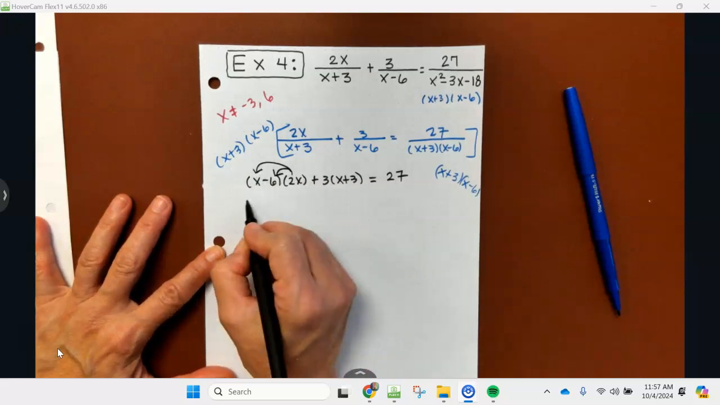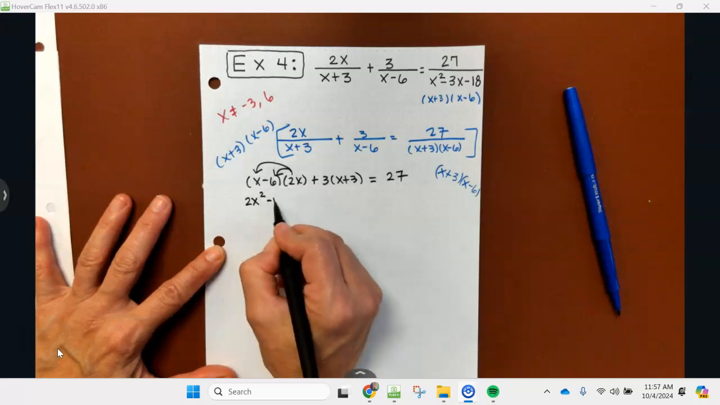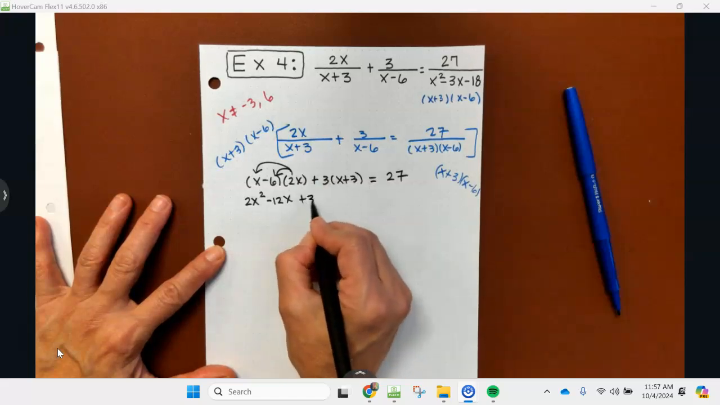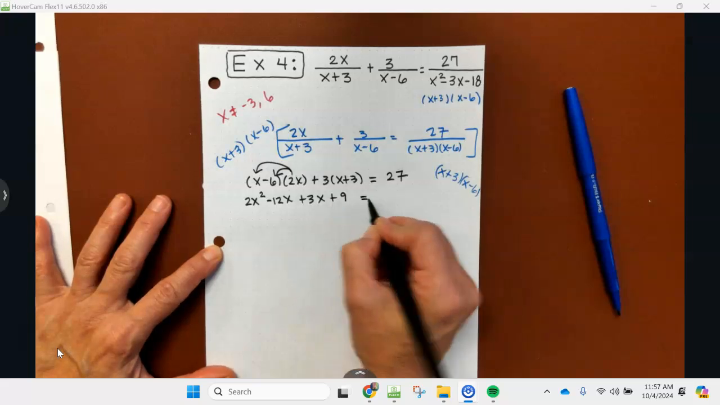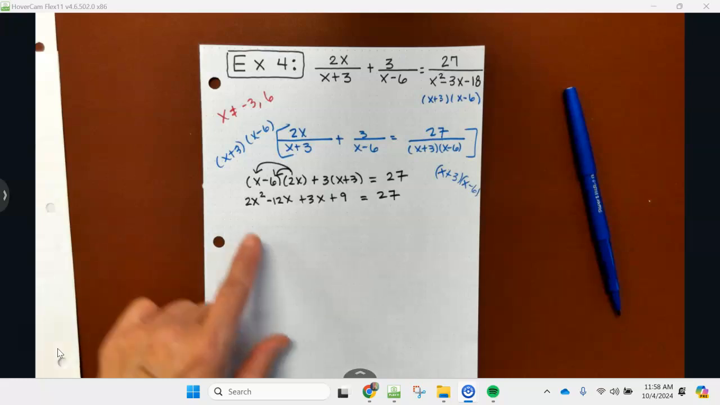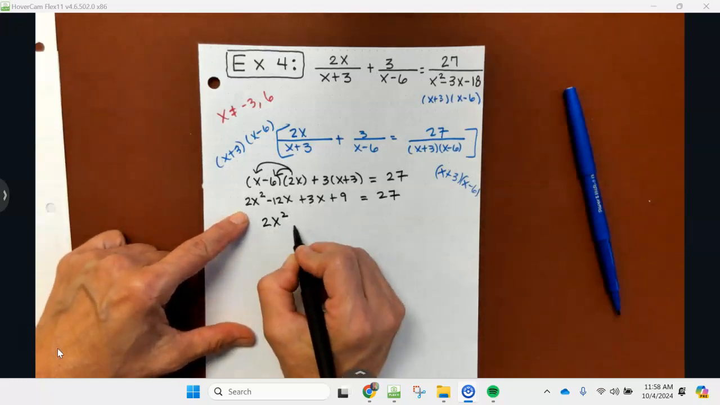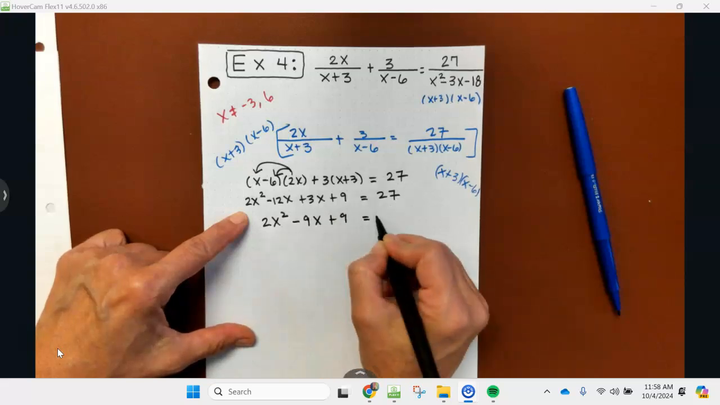So 2x times x is 2x squared. This is going to be a negative 12x. All right, remember that's a positive 3. 3 times x is 3x. 3 times 3 is 9, positive 9. Just going to go ahead and bring down that right side. We got some like terms here. So this is going to be 2x squared minus 9x plus 9 equals 27.